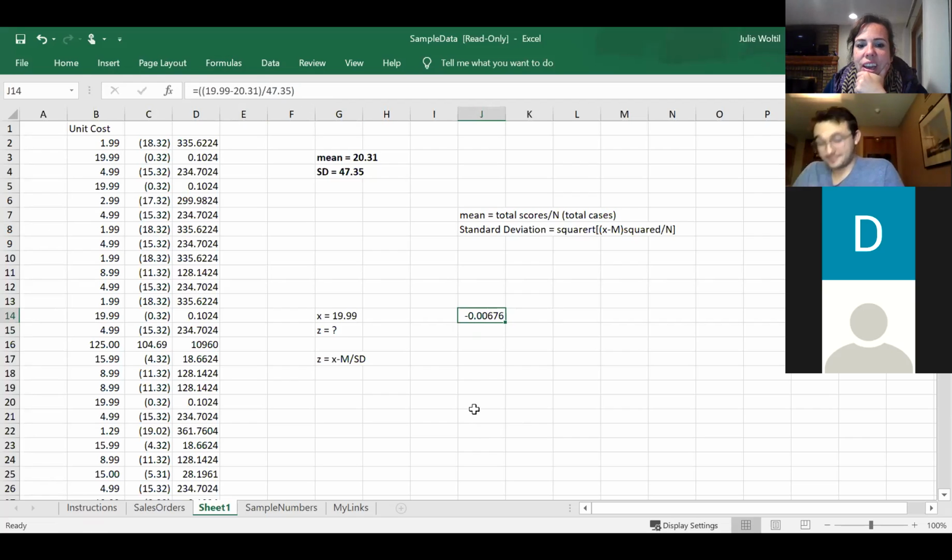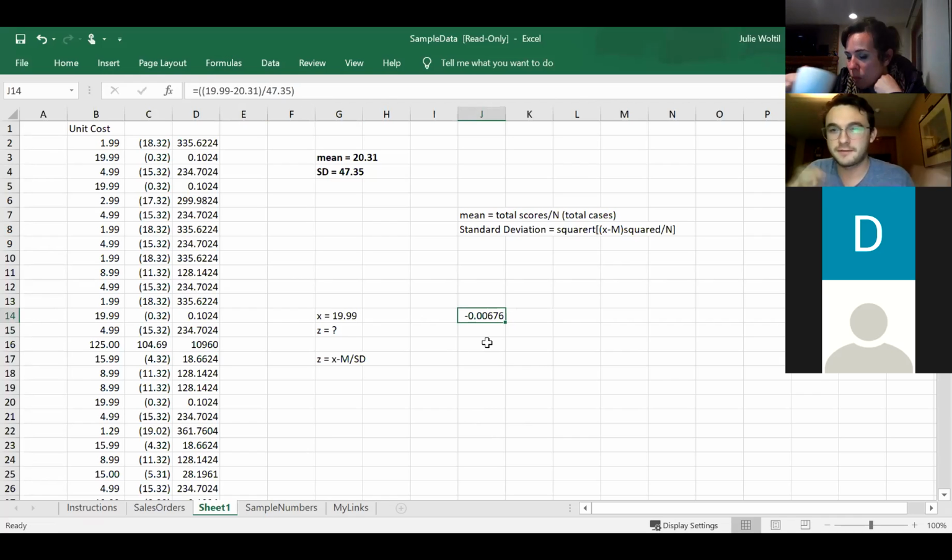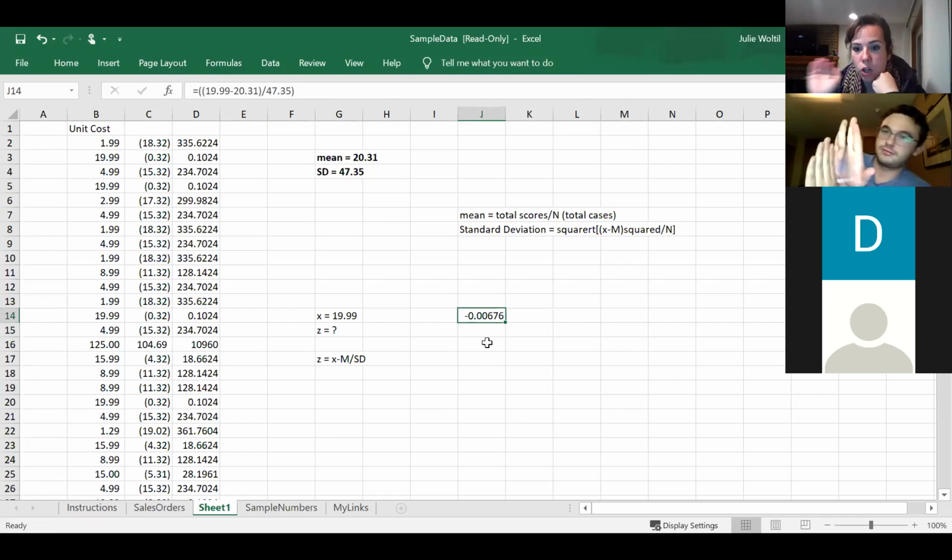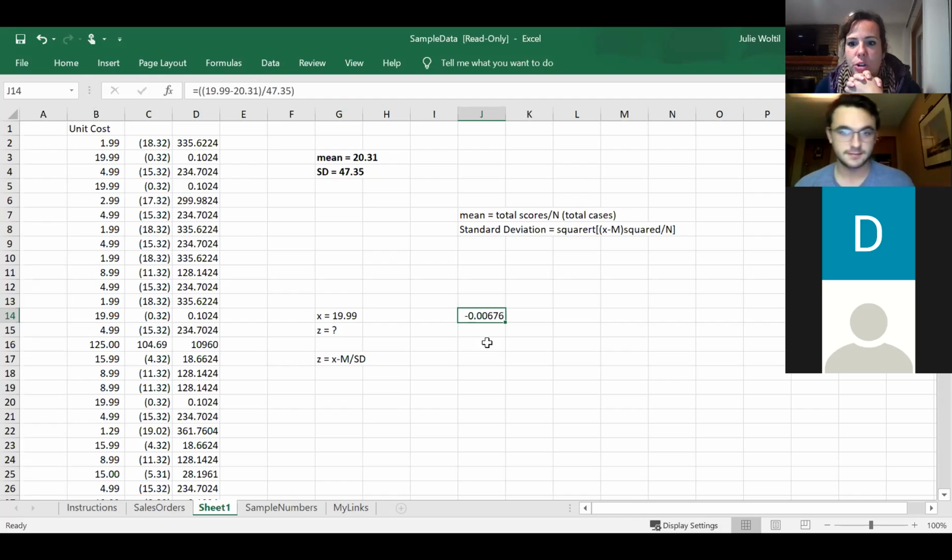What two things do you notice about the Z-scores? It's negative. So what does that tell us? It's on the lower half of the mean, of the normal curve, right. What else do you notice about it? It's incredibly small.